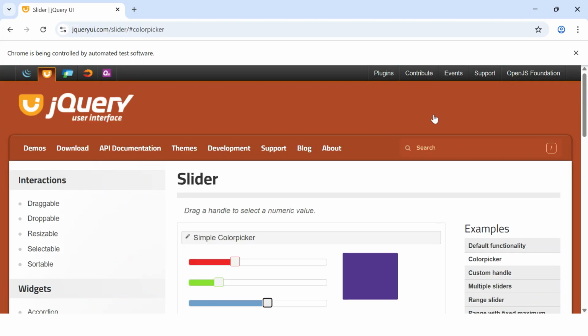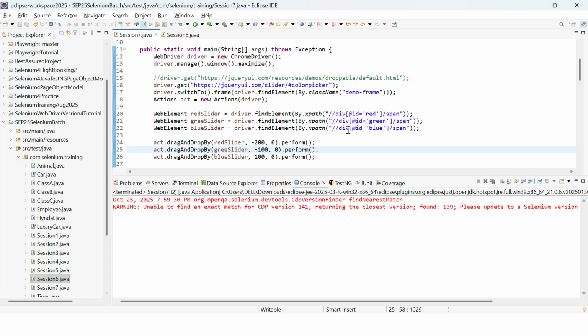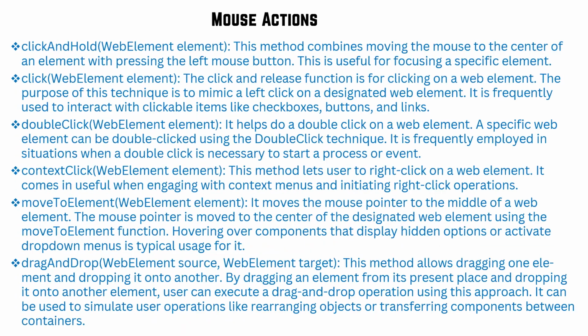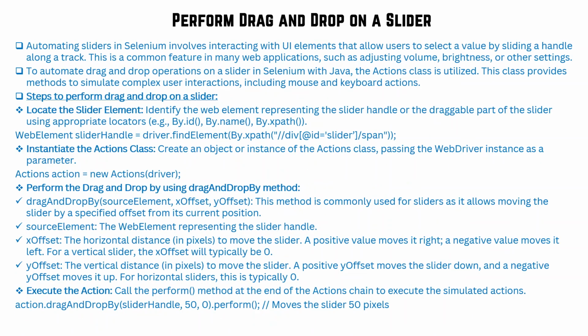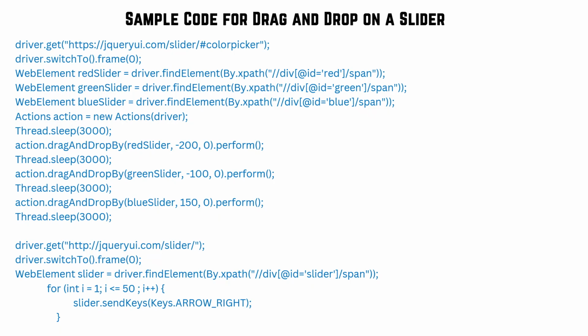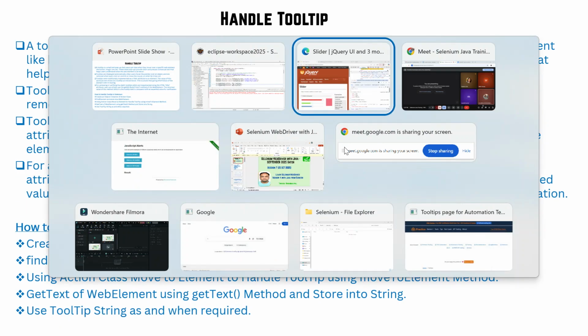You could see everything is happening, right? And the color gets changed. So all the sliding movements happen for red, green and blue. That is the way you can deal with the Actions class and mouse actions. So what can you do with mouse actions? In the Actions class available in Selenium, you can click and hold, click, double click, right click or context click, move to element, and drag and drop from source to destination, and especially on the slider, use the dragAndDropBy method. Okay, so those are the different things you can do with the help of the Actions class in Selenium. Any questions?